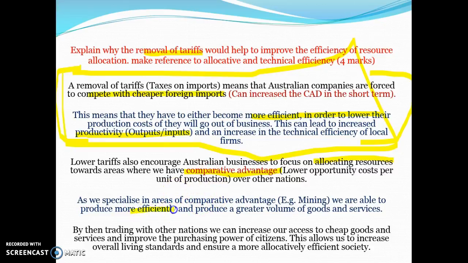That's leading to increased efficiency and allows us to produce a greater volume of goods and services because we're doing what we're good at. We then trade with other nations, and therefore citizens have access to cheap goods from all around the world. They've got more choice, improving their living standards. They've got better purchasing power because prices are lower, and this will increase the overall living standards of citizens and boost allocative efficiency. So basically, you have to make links to technical efficiency through increased productivity and more competition, allocative efficiency because we specialize in areas of comparative advantage and can essentially do things in bulk, cheaper, more efficiently, and we get access to more goods and services.